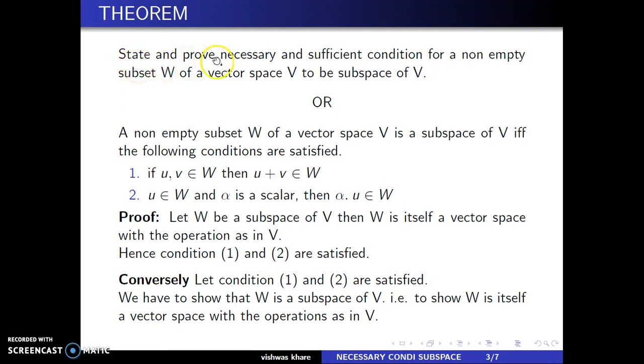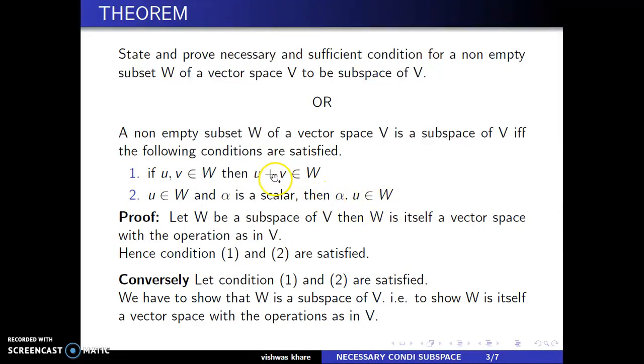Theorem. State and prove necessary and sufficient condition for a non-empty subset W of a vector space V to be subspace of V. A non-empty subset W of a vector space V is a subspace of V if and only if the following conditions are satisfied. First, if U and V belong to W, then their sum U plus V belongs to W. Second, if U belongs to W and alpha is a scalar, then alpha into U belongs to W.